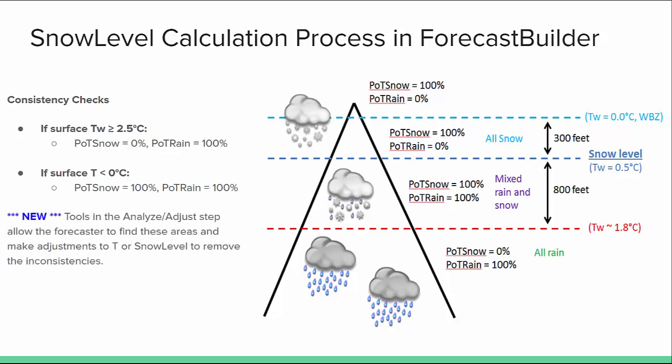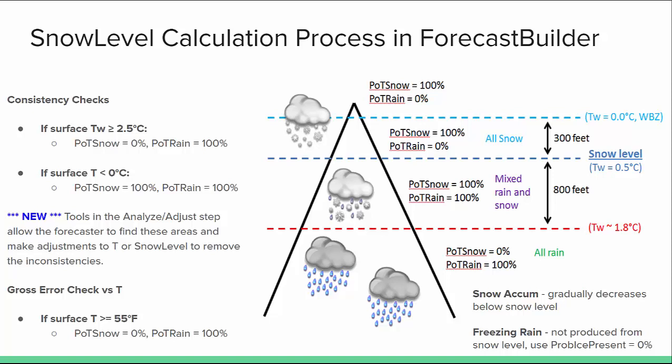But there are some new tools in here in the Analyze Adjust step that allow the forecaster to find these areas that have been highlighted here as consistency checks and make adjustments to T or snow level to remove any inconsistencies. There's also a gross error check here versus temperature. If the surface temperature is greater than or equal to 55, that one's going to be set to all rain.